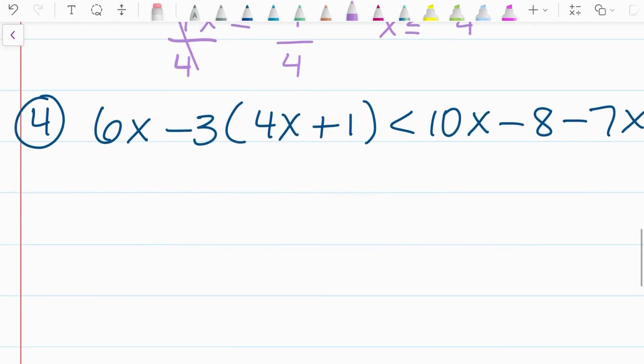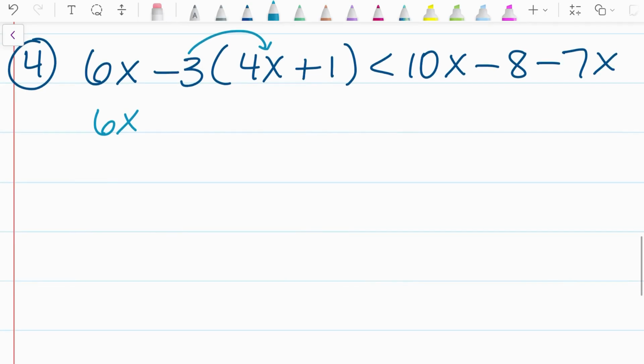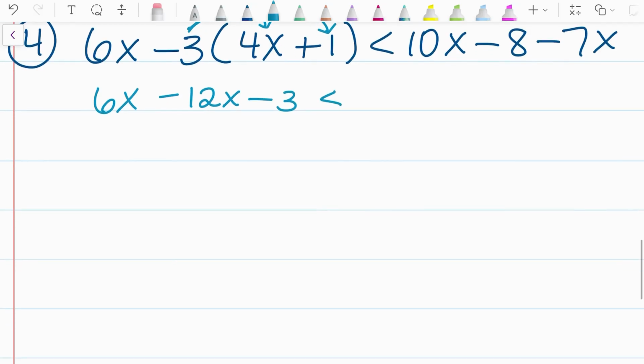All right, number 4. Now we are officially in high school math land. There's a lot going on here. So we need to remember the order of things to do when solving an equation. The first thing I'm going to do is distribute this negative 3 in. So I'm going to drop down my 6x because it's not being impacted by that negative 3. Negative 3 times 4x is negative 12x. Negative 3 times 1 is negative 3. And then I'm going to drop everything down. You could do more in one step, but I'm just going to do one thing at a time.